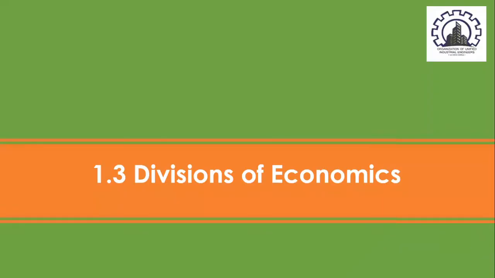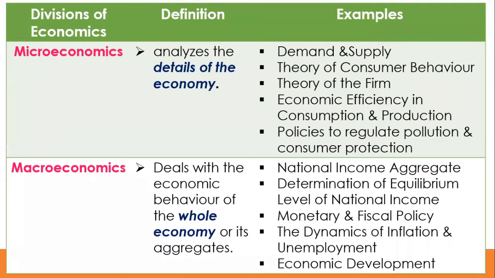Now, the next key area that we're going to be highlighting today is the division of economics. Economics is divided into two divisions. First, we have microeconomics, and second, we have macroeconomics. Microeconomics analyzes the details of the economy. Micro means specific details of the economy, and typically it deals with the study of economic behavior of individual units. Again, individual units because it's micro, specific detail of the economy. Individual units refers to consumers, firms, and entrepreneurs, which constitute a very small segment of the whole economy.